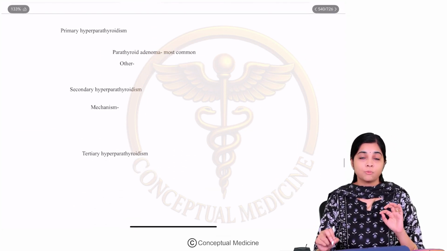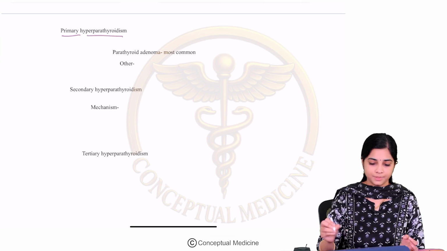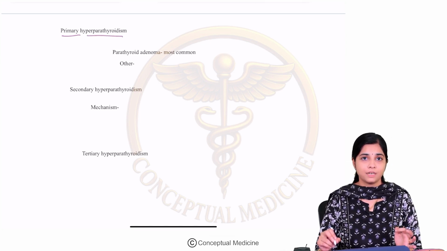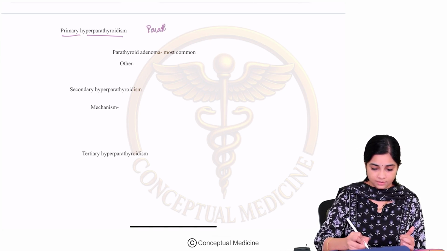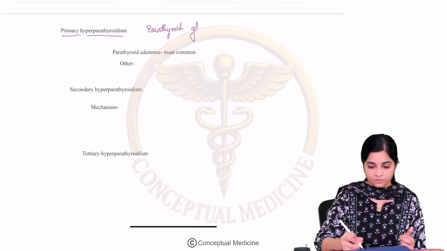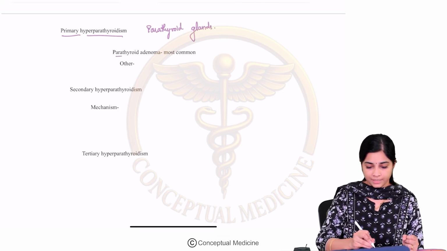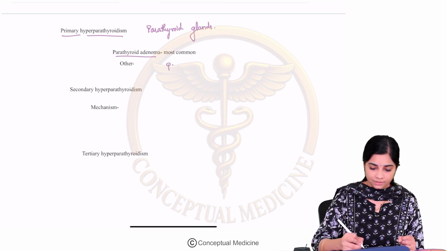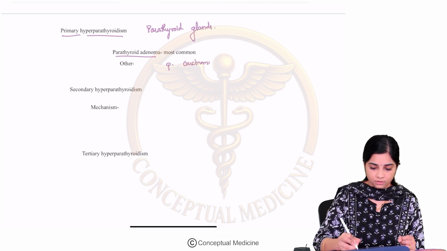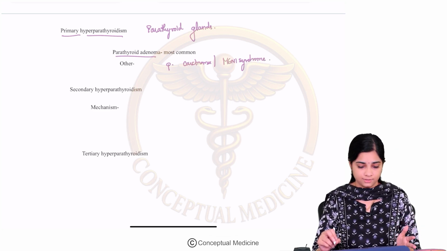Now, let us look at one of the most important etiologies for hypercalcemia, which is your primary hyperparathyroidism. So primary hyperparathyroidism means what? The defect or the problem is at the level of your parathyroid glands. The most common cause for this is your parathyroid adenoma. Other causes we had already seen, your parathyroid carcinoma or your MEN1 syndrome. Right, so these are causes of primary hyperparathyroidism.